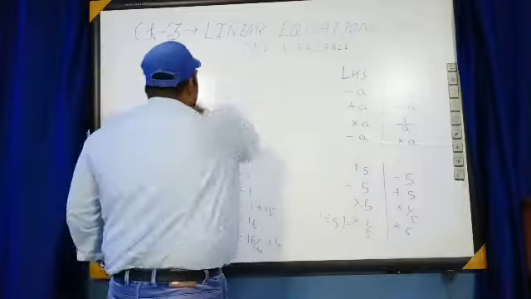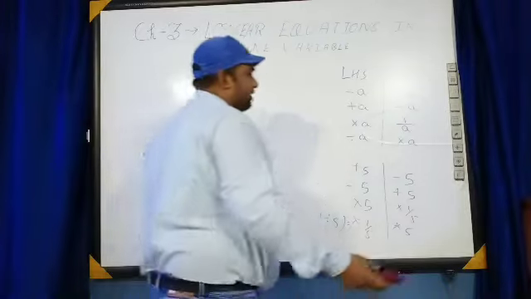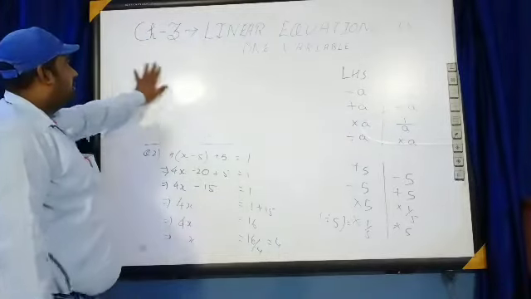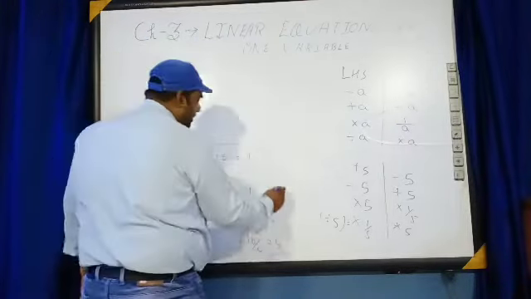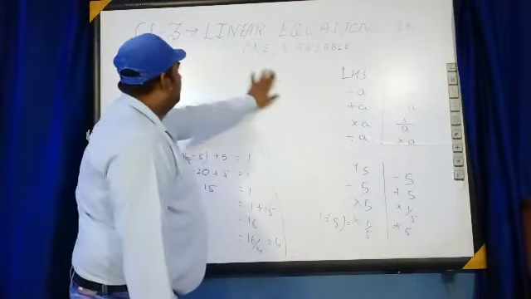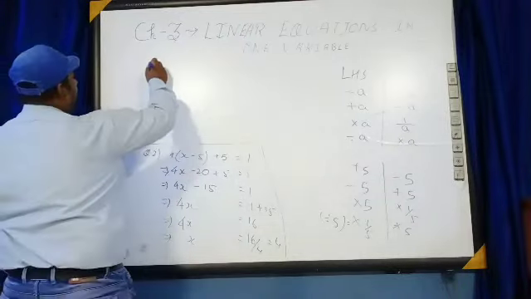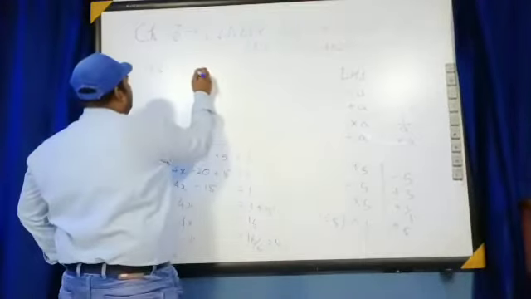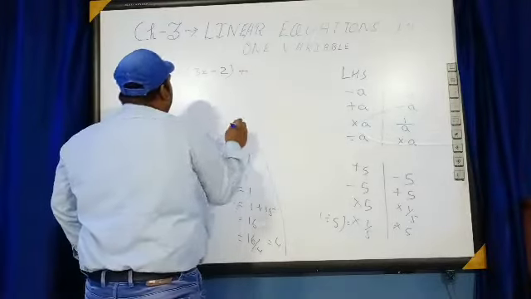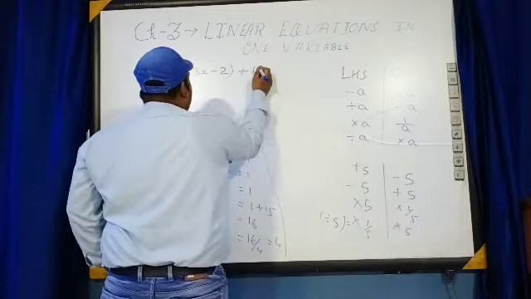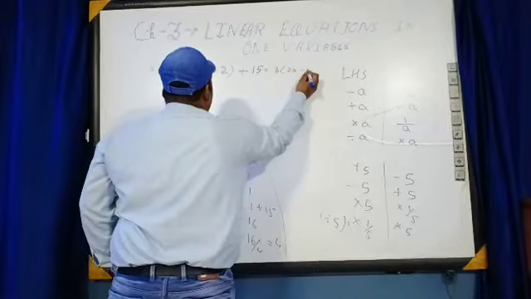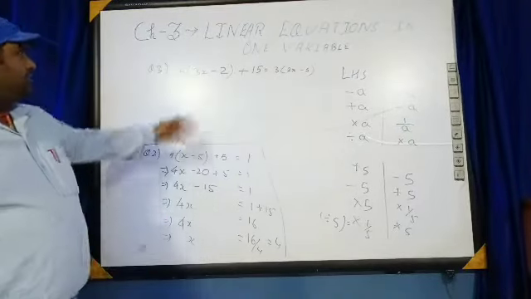Now let's look at how we will solve some bigger equations. Suppose there is a bigger example, a bigger question: 5(3x minus 2) plus 5 is equal to 3(2x minus 5). Okay, this is our equation.